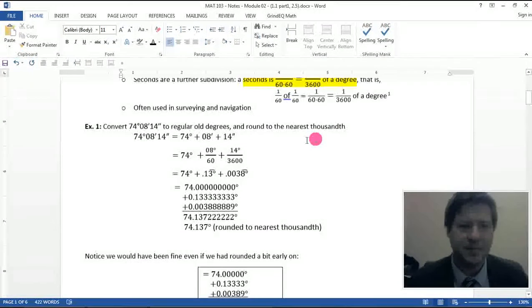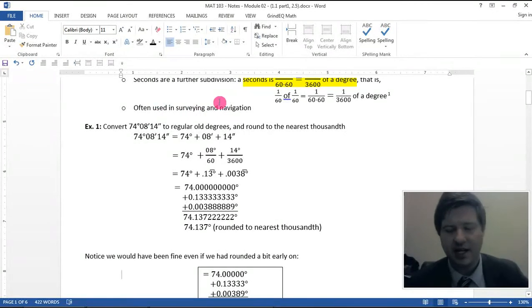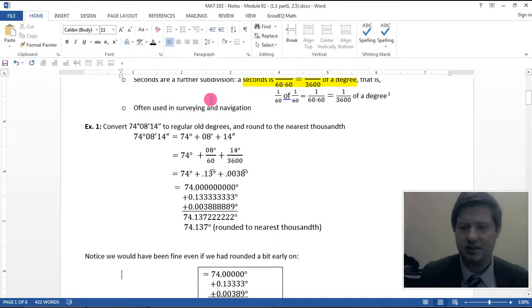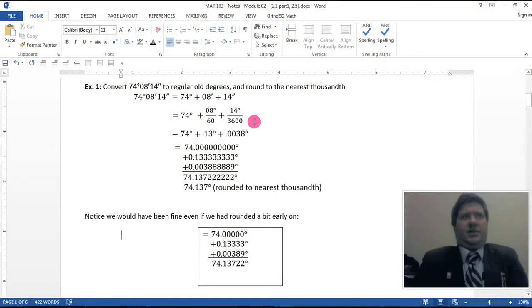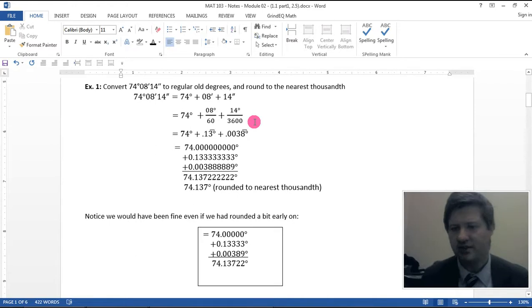Okay, so this is used in surveying a lot in navigation, and I've got an example of that in the notes in just a second so you can see what I'm talking about. But on to the meat of it, the kind of thing you would do in real life and on your homework and test. Convert 74 degrees, 8 minutes, and 14 seconds to regular old degrees. And then you take your answer and round it to the nearest thousandth.